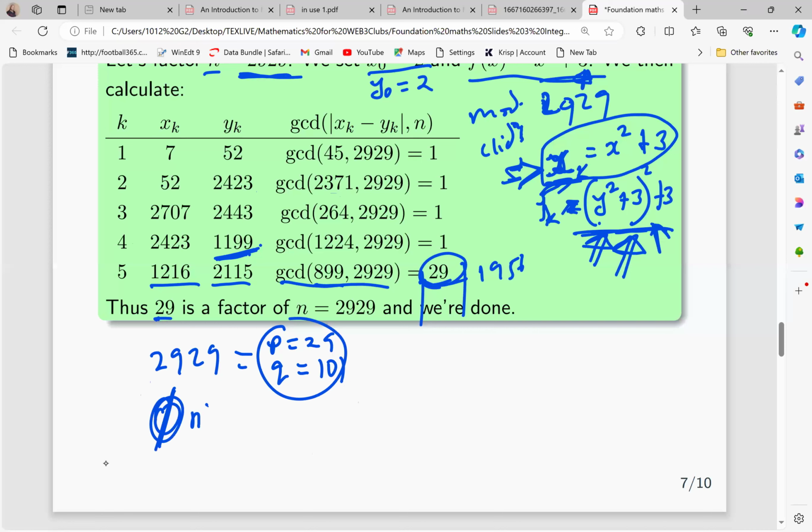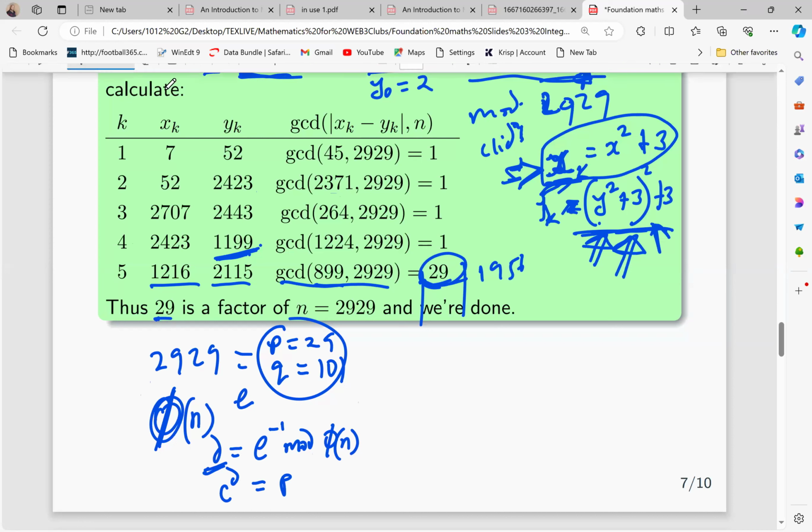Once we find phi of n, and we know that E is the public key, you get D as E inverse mod phi of n. So you have D. Once you have D, and you have the ciphertext, you can take that ciphertext and decrypt it to get the plaintext. That's what we'll be doing when we meet.